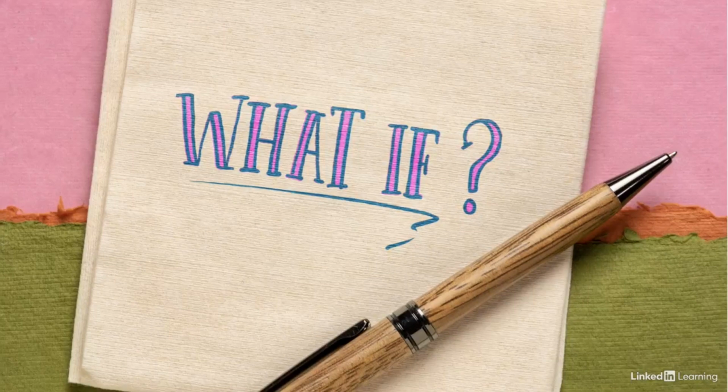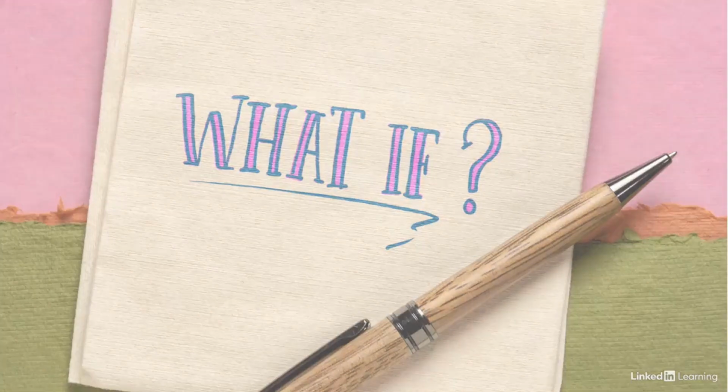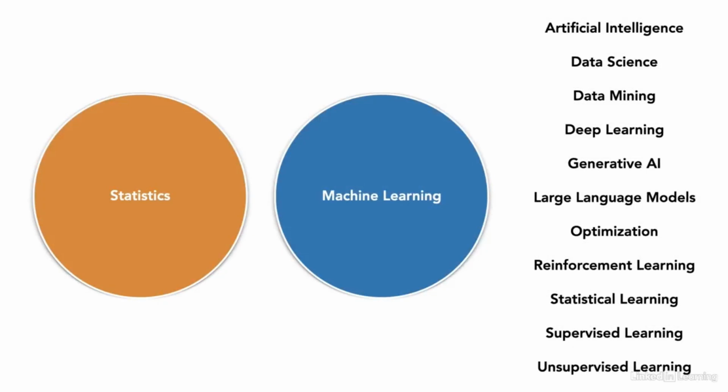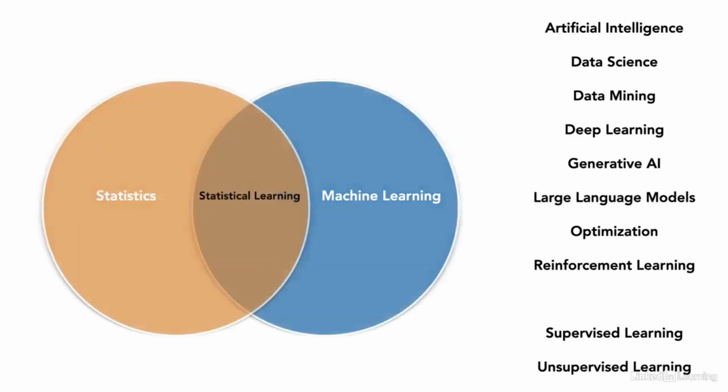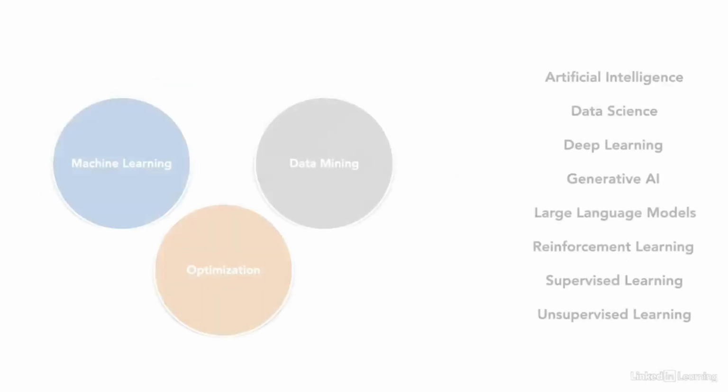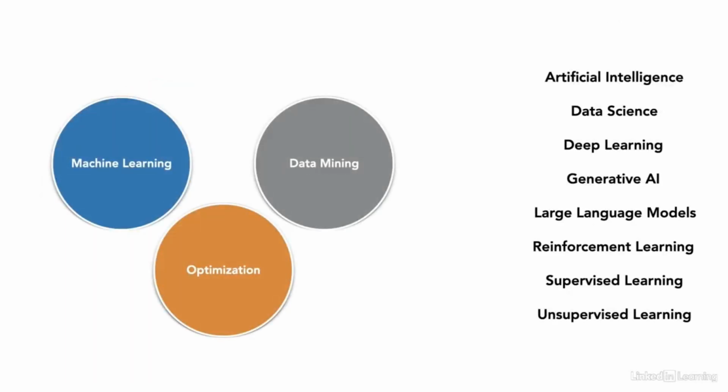In a statistical model, we want to understand what happens to variable B as a result of a change in variable A. The overlap between the approaches used in machine learning and those used in statistical modeling is sometimes broadly referred to as statistical learning. Next, let's take a look at the terms machine learning, data mining, and optimization.